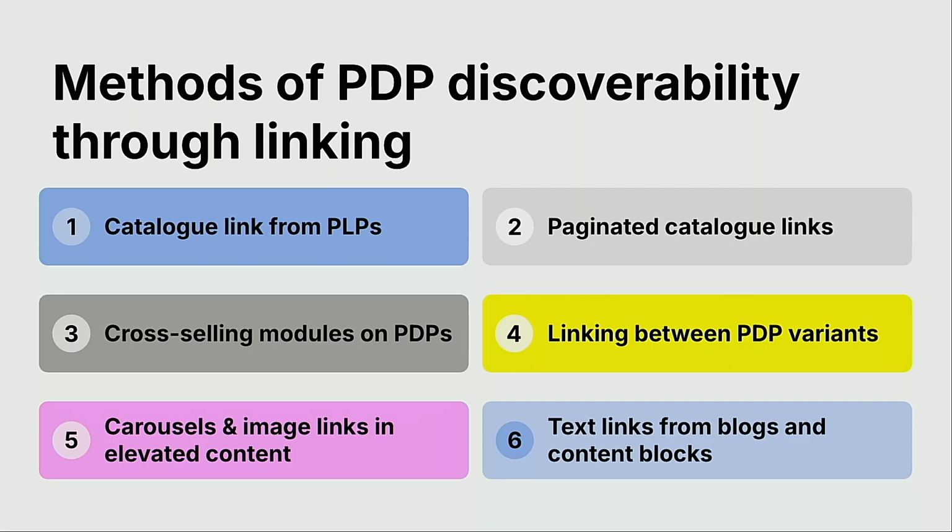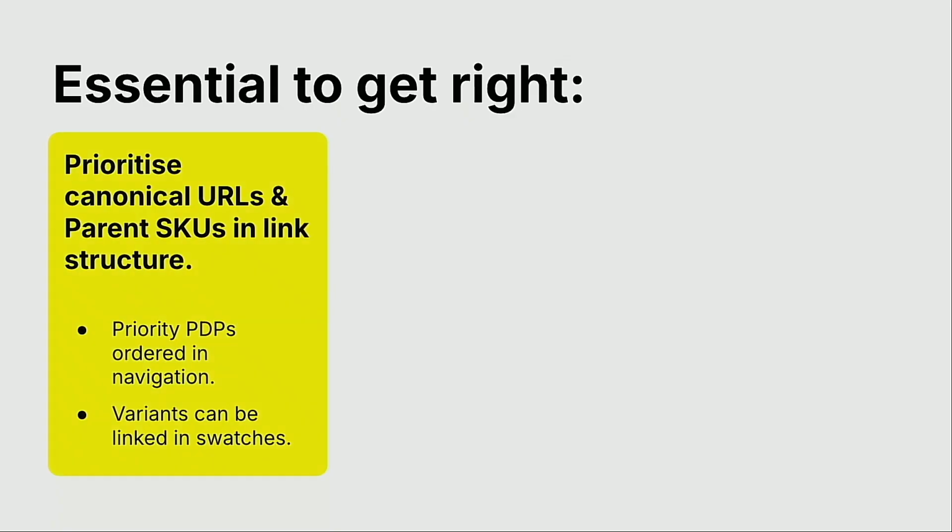I'm sure that you guys will be familiar with some of these processes, but things like your catalog links from your PLPs to your PDPs and how that works with pagination, cross-selling modules between your PDPs and how you link to variants, and then things like carousels, image links, and in-text links that might appear on other related content like blogs or pillar pages. But what is essential to get right within these is you must prioritize canonical URLs and parent SKUs in that linking structure.